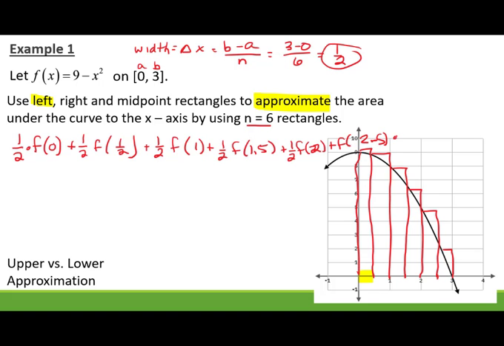So I find what all these are in my calculator, sum it all up, and I should get 20.125. I have a little reminder to myself down here: is this an upper or lower approximation? Well, look at it. All of my rectangles are above, so this is an upper approximation, because my graph is concave down, decreasing, we're going to be an upper.